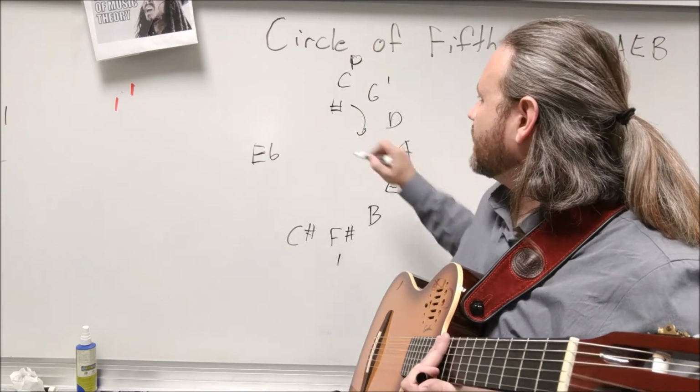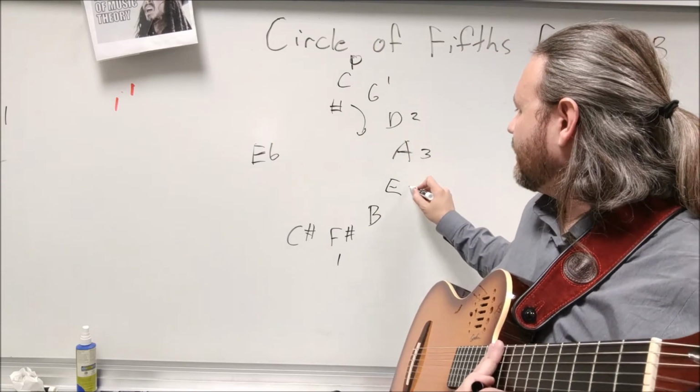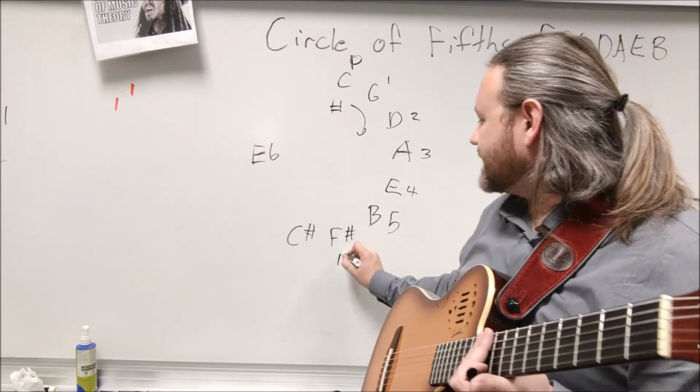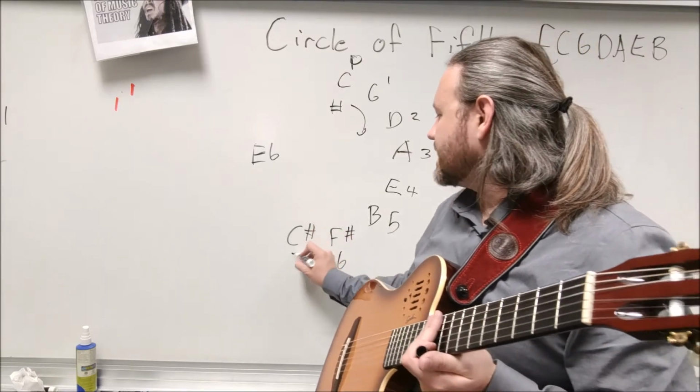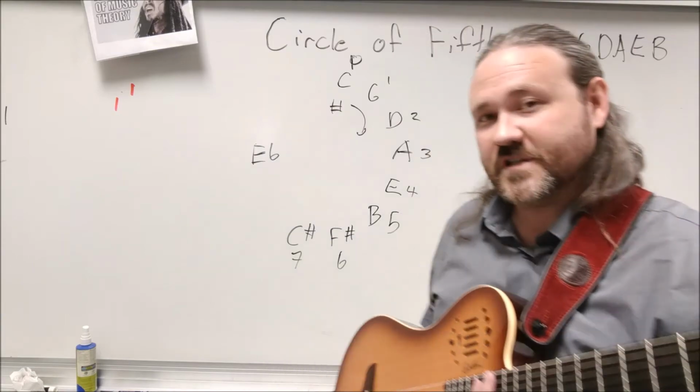This one has 0 sharps. G has 1 sharp. D has 2. A has 3. E has 4. B has 5. F sharp has 6. C sharp has 7. So indeed, at the 6 o'clock position, you get 6 sharps, which is helpful.